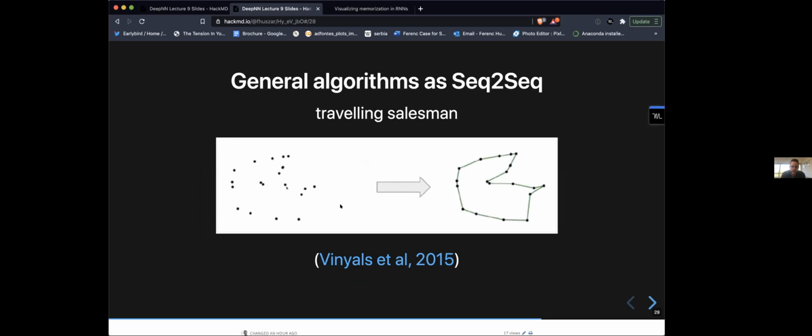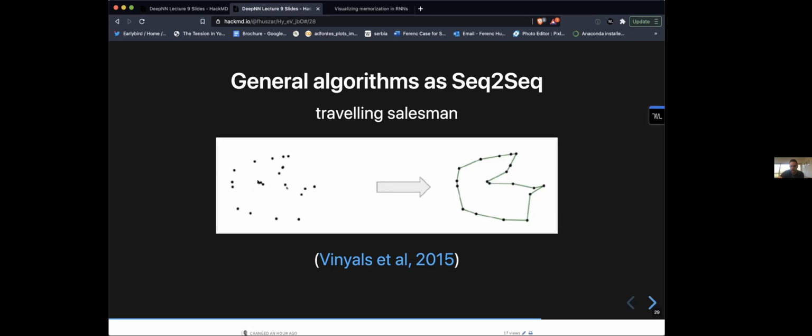Finally, you can even learn to implement all kinds of algorithms with sequence-to-sequence, because just like in Turing machines, where you describe algorithms as a machine that reads inputs from an input tape and then outputs something on an output tape, sequence-to-sequence pretty much does the same thing, but does it with a recurrent neural network. So it's natural that you can describe algorithms using this recurrent neural network type method.